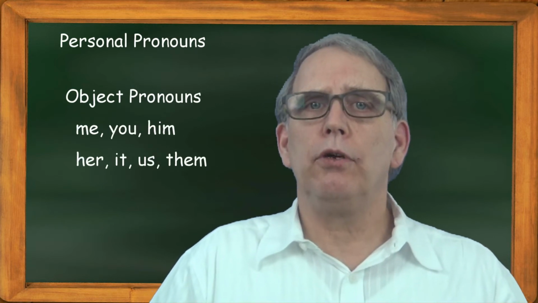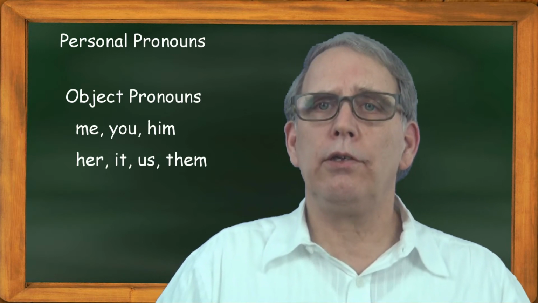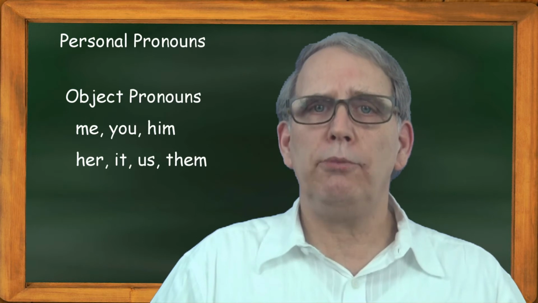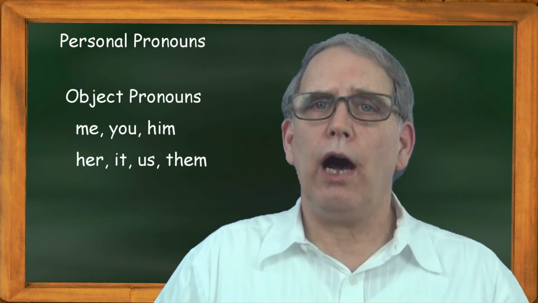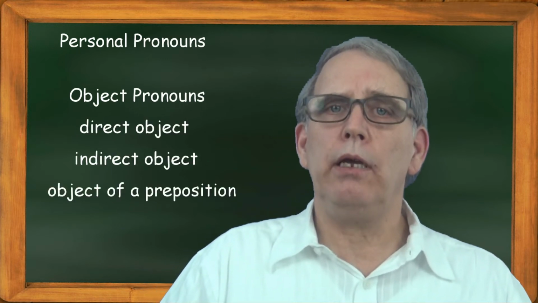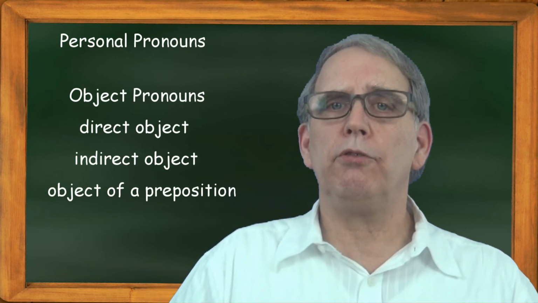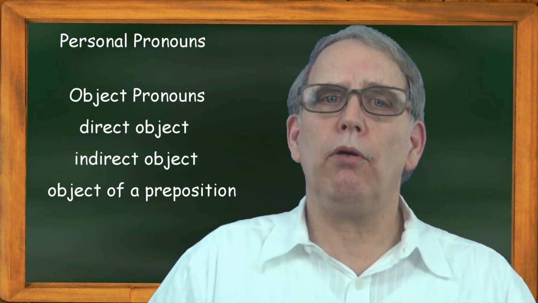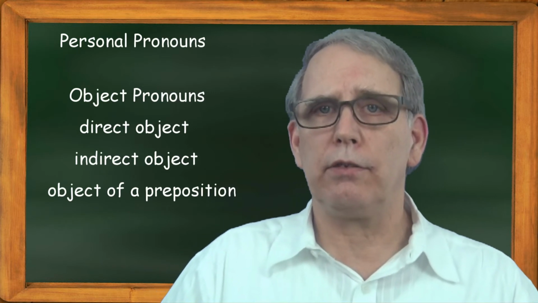The pronouns me, you, him, her, it, us, and them are all object pronouns. And as the name implies, they're all used in the object position in a sentence. Object pronouns can be direct objects, indirect objects, or objects of the preposition. Object pronouns are affected by the action of the subject of the sentence.